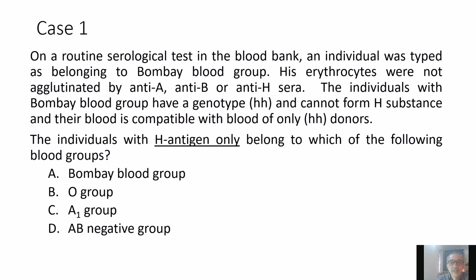This is a case where an individual was found to have a rare blood group called Bombay blood group. His red cells were not agglutinated by anti-A, anti-B or anti-H serum. Such individuals have a genotype, a genetic makeup of hh, and cannot form H substance in their blood. So RBCs do not contain the H substance.